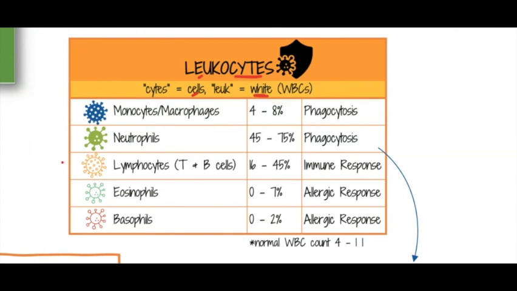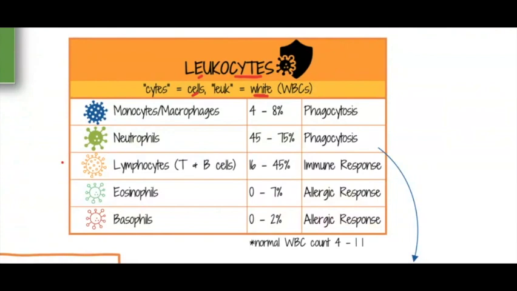So let's talk about monocytes. Monocytes make up about 4 to 8% of the white cell count in your blood. Their main job is phagocytosis. We'll talk about that later, but it's basically just the engulfment of whatever foreign particle or pathogen has entered through that first line of defense. It's going to engulf it, so we call that phagocytosis.